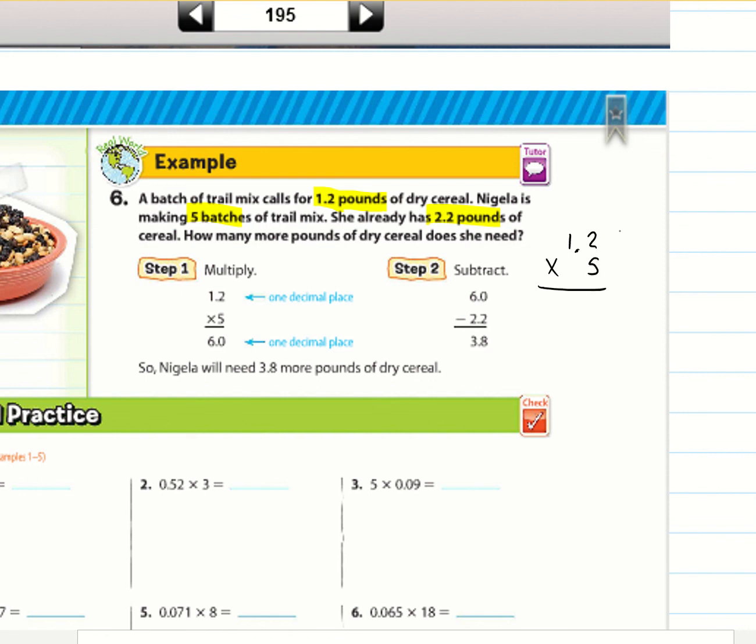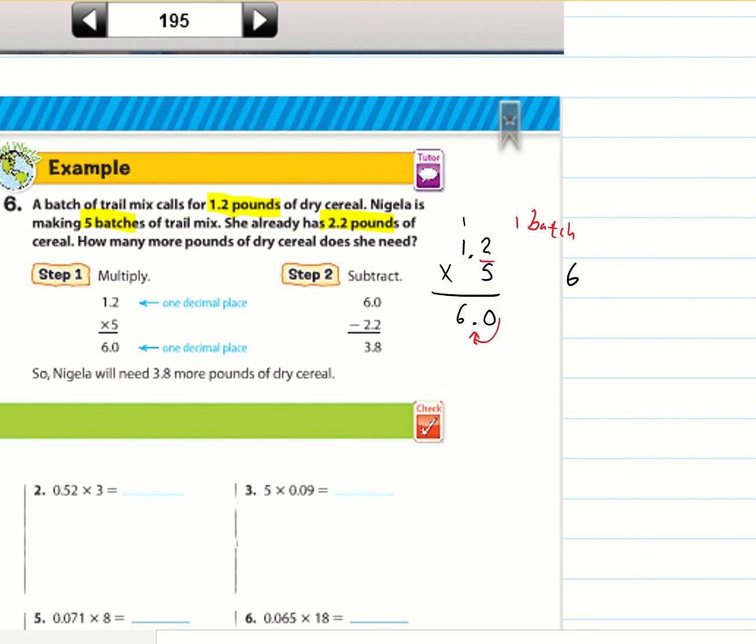Because this is 1 pound right here. But we need, I'm sorry, this is 1 batch. 1 2/10 is 1 batch, and we need 5 batches. So we have 5 times 2 equals 10, 5 times 1 equals 5, plus 1 equals 6. And since there's 1 decimal here, we move that to get a decimal there. So we need 6 pounds, and we already have 2 2/10.